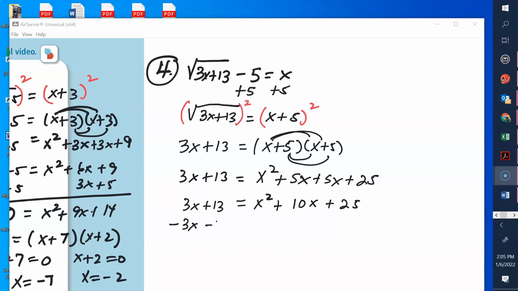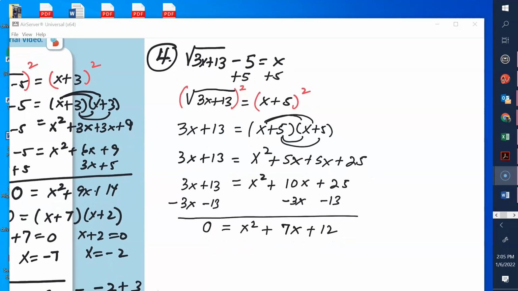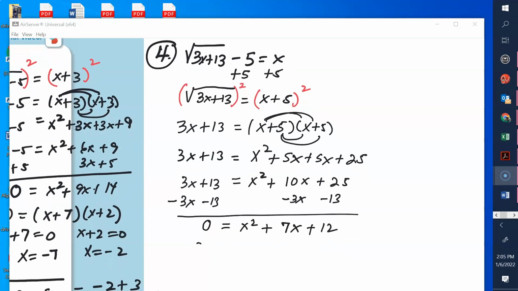Subtract 3x, subtract 13. Subtract 3x from 10x, subtract 13 from 25. 0 equals x squared plus 7x plus 12. We're going to solve this by factoring. So the factors of x squared plus 7x plus 12. x plus what? 4. x plus what? 3.